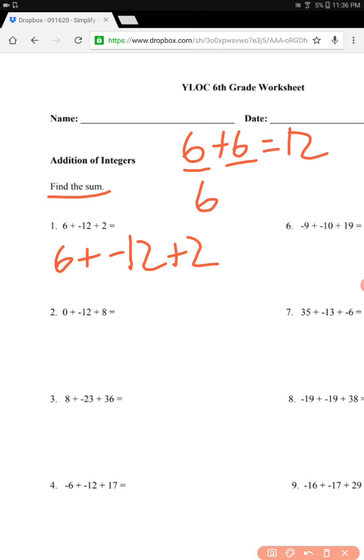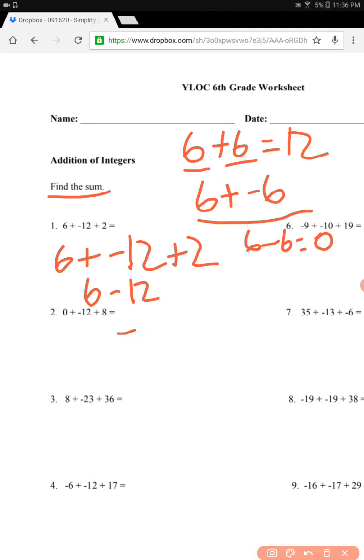But when we add negative 6, a negative number, we're actually going to subtract 6. So adding a negative number is the same thing as subtracting a positive number. So this would be the same thing as 6 minus 6, and that equals 0. Just an example. So for number 1, 6 plus negative 12 is the same thing as 6 minus 12.